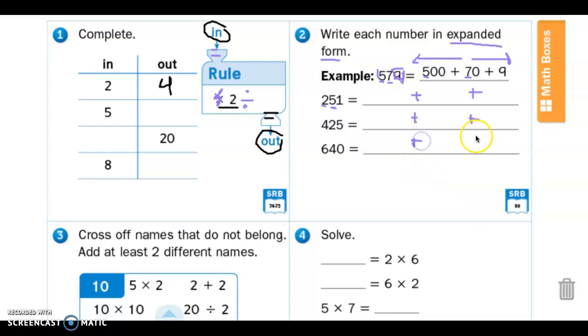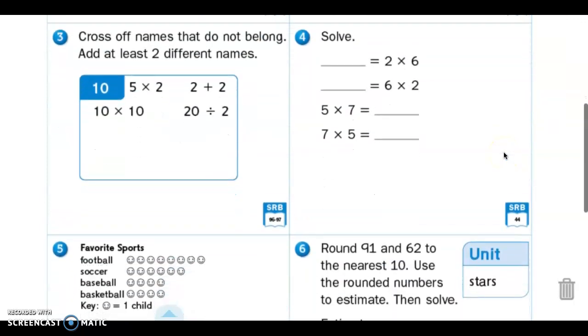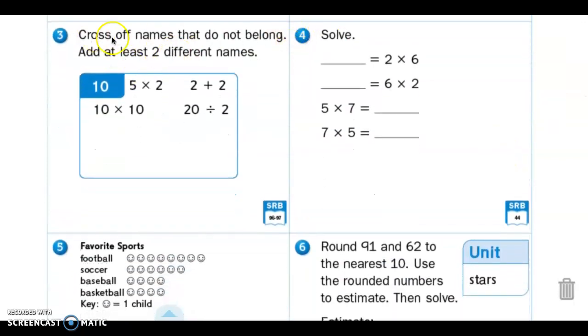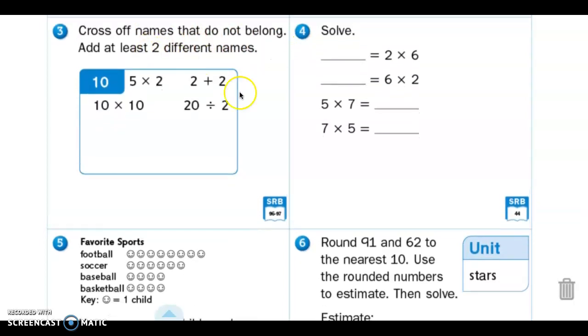Figure out what your hundreds are, and figure out what your tens are, and figure out what your ones are. Take your time on that. Cross off the names. Number 3, cross off the names that do not belong. Add at least 2 different names.